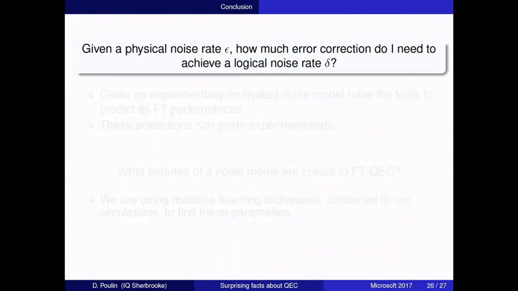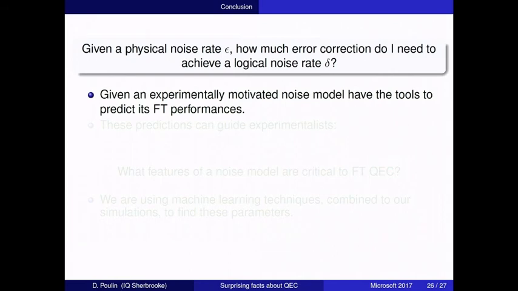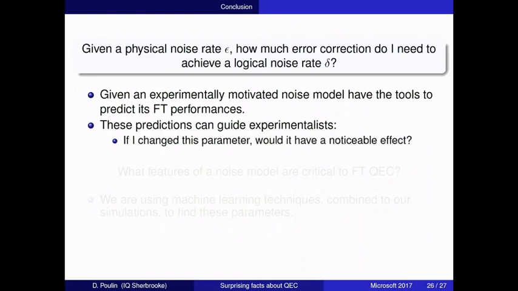Now, I think that these tools can become useful for experimentalists because, let's say an experimentalist comes up to me and says, here's the noise model that I think describes my qubit in the lab. How well would it behave in fault tolerance? So this is something I can simulate. And then maybe they think, oh, I have a pretty small T2, so I'll put a grad student on improving that T2.